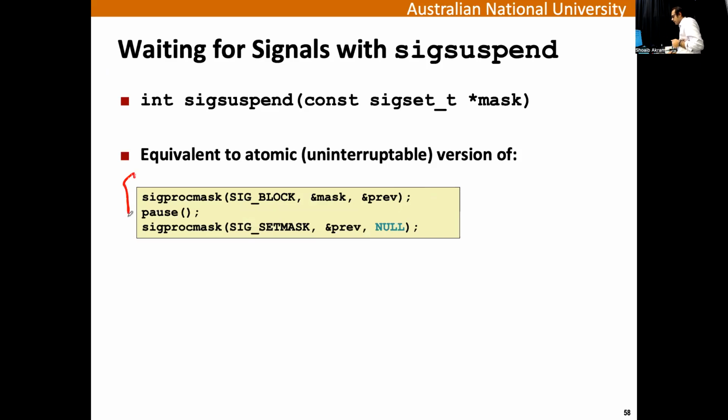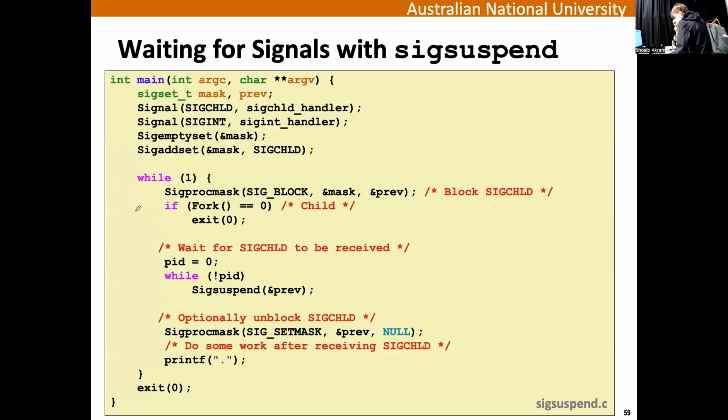So these two cannot be interrupted. You won't have, first of all, this cannot be interrupted, sigprocmask. And a signal handler cannot run between these two. So could a signal run in like here?